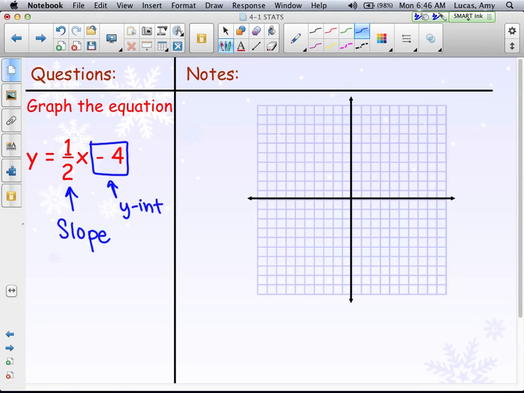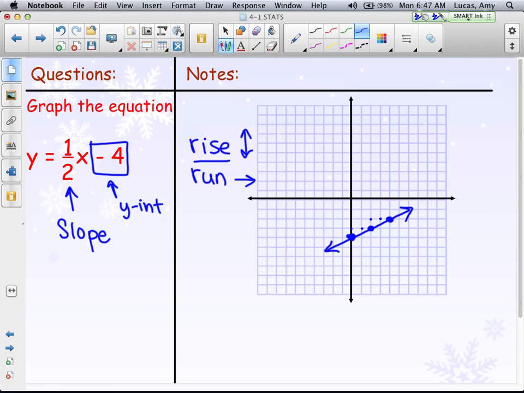So I am going to start my graph at the y-intercept, -4, which is right here, down 4 from the origin on the y-axis. Then I can use my slope. My slope represents the rise over the run. The rise is up or down, and I always run over to the right. So I'm going to rise 1, and then I'm going to run 2. So that's going to give me a point right here. Then I'm going to repeat that process, rise 1, run 2, and now I've got 3 points on my line. So I can draw my line.